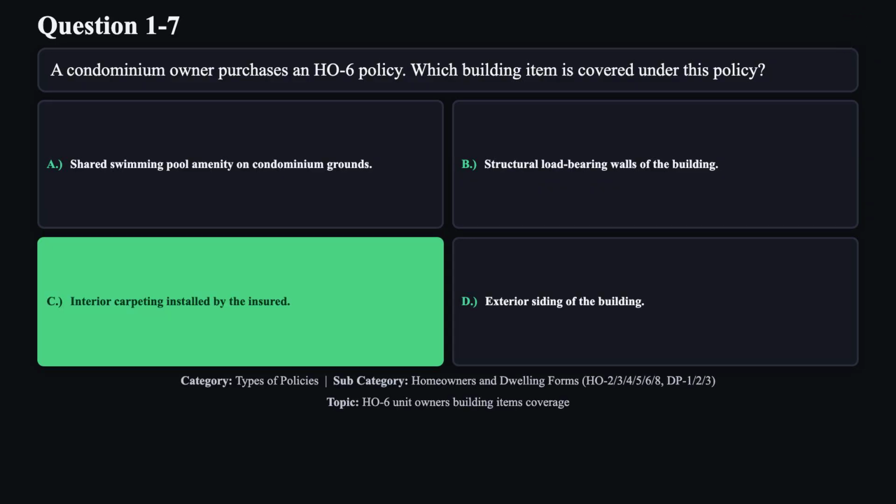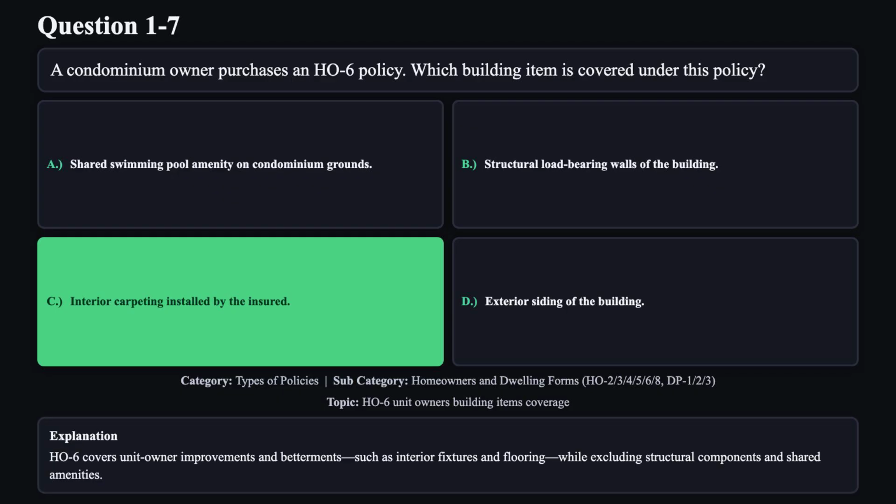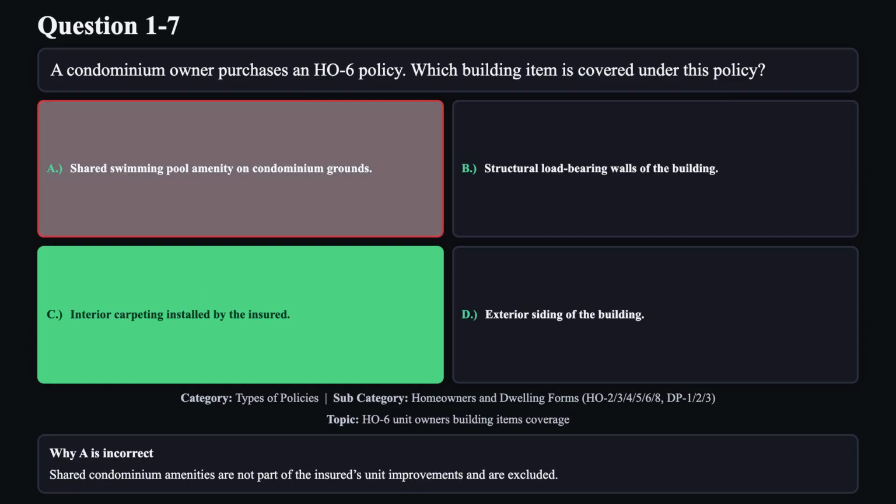The correct answer is C. HO6 covers unit owner improvements and betterments such as interior fixtures and flooring, while excluding structural components and shared amenities. Reason A is not correct. Shared condominium amenities are not part of the insured's unit improvements and are excluded.